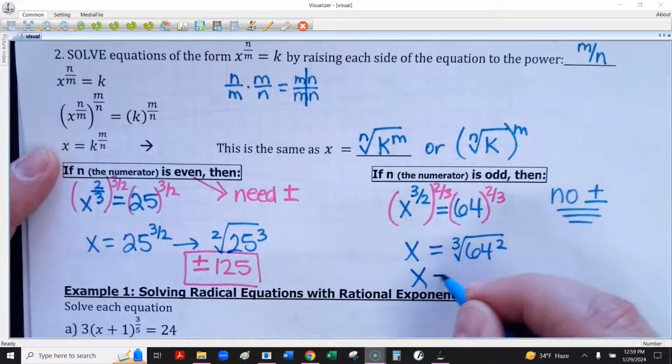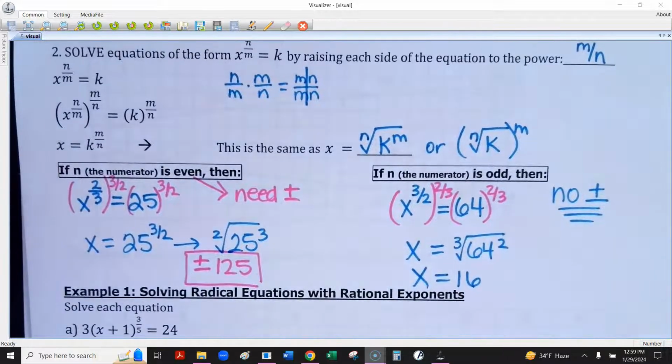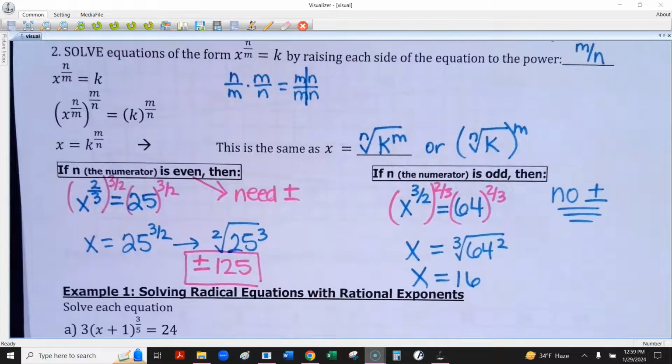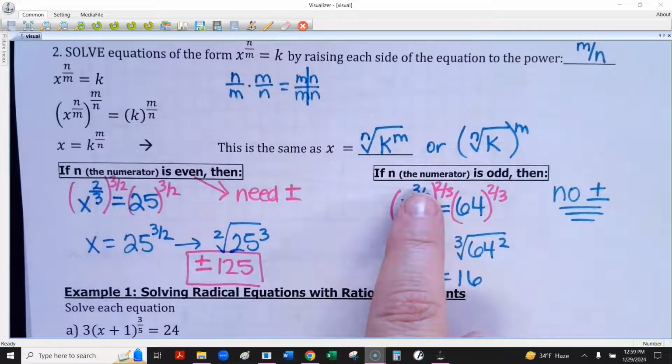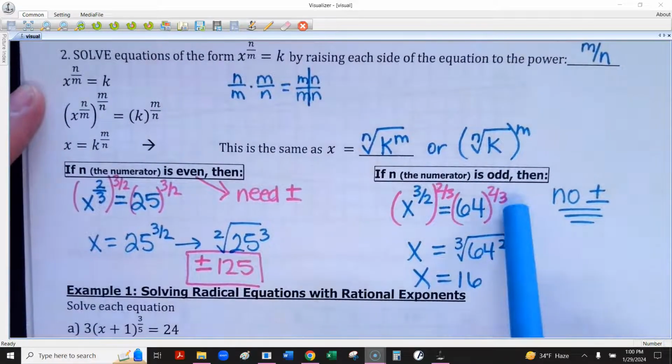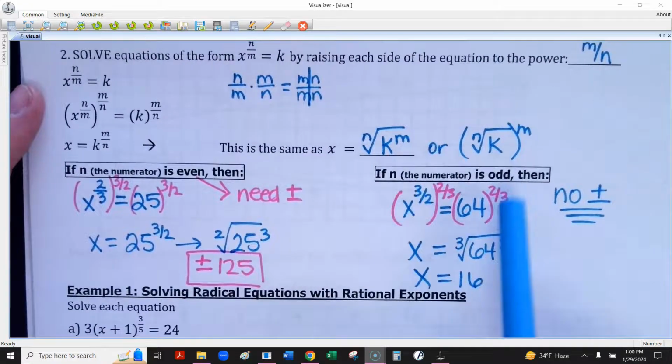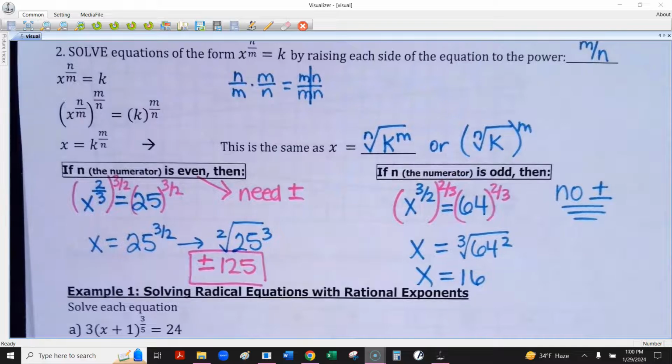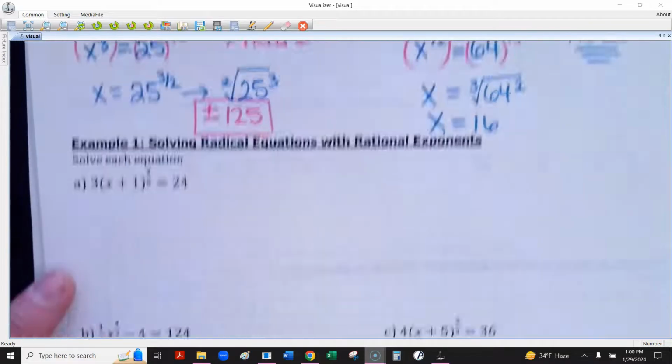If I square that, the answer to that question would be 16, just as a little example. So what you've got to remember, in the original problem, if the numerator is even, when you flip it over, you're really going to introduce an even root to the problem, so you need that plus and minus because you'll have two answers. If your numerator is odd, then when you flip it over, the numerator in the original is going to become the denominator, so you don't need the plus and minus if it's odd.